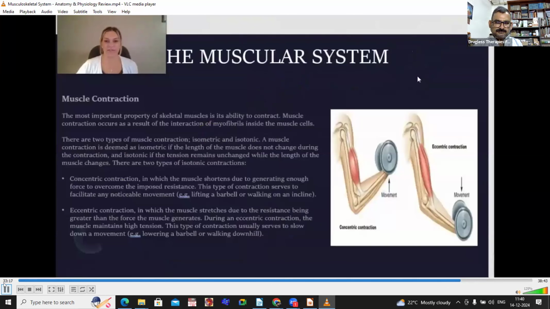While we're talking about the muscular system, it is very important to talk about muscle contraction. And the most important property of skeletal muscles is its ability to contract. So muscle contraction occurs as a result of the interaction of the myofibrils, which we just discussed. And then it is due to generating enough force to overcome the load, with lifting distance being greater than muscle maintained, like walking down a hill.